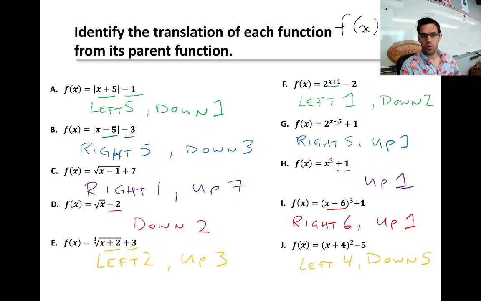Example G, our h value is 5, because that's the number in the exponent with the x minus 5. So we're going right 5 units. And then k value is 1, so we're going up 1.